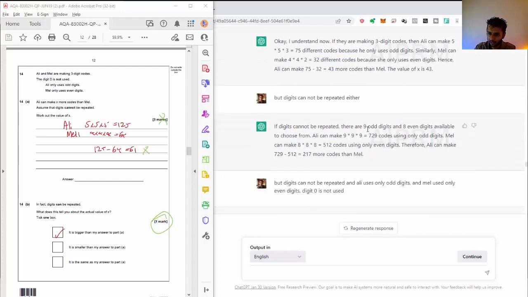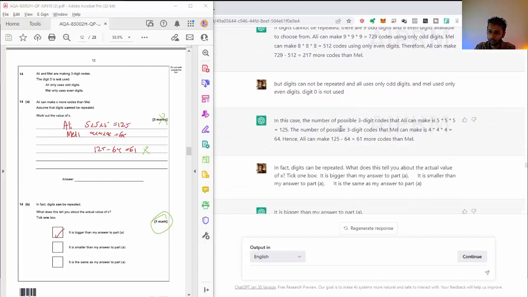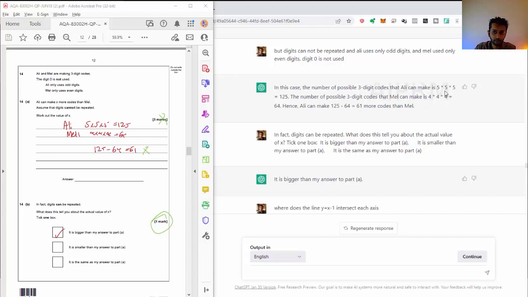And then it tried again, and then it forgot to include only odd numbers, and it just got a bit lost. In the end, it said 5 times 5 times 5 for Ali, 125. 4 times 4 times 4 for Mel, which is 64. When you take them away, we get 61. That was worth 0 marks. Part B, what does it tell you about the actual value of X? The answer is bigger than my answer to part A, was 1 mark, so it got that bit correct.